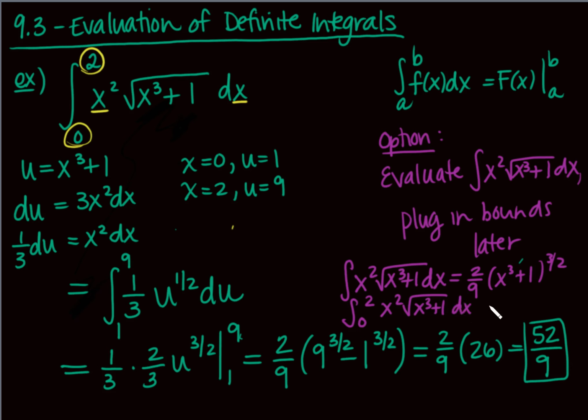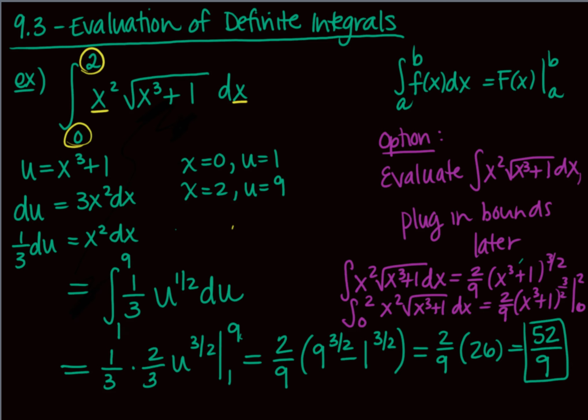I'm kind of squishing this in. And you say, okay, that's 2/9 x cubed plus 1 to the 3/2, evaluated from 0 to 2. And now you can show me that. But I really just recommend changing your bounds. We know the relationship between u and x, so it shouldn't be too hard to do that. I hope that makes sense.